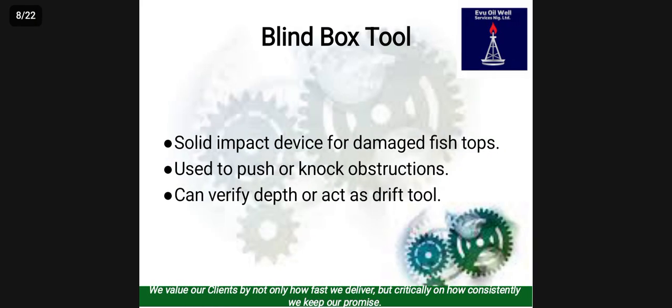The blind box. The blind box is a solid impact tool with no moving parts. We use it to hit or knock obstructions in the well, verify depth, or drift the borehole. It's often run together with a GS pulling tool during fishing jobs. It is a simple but powerful tool. Think of it as your armor downhole.